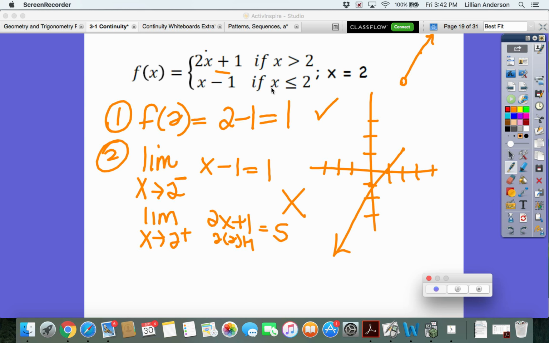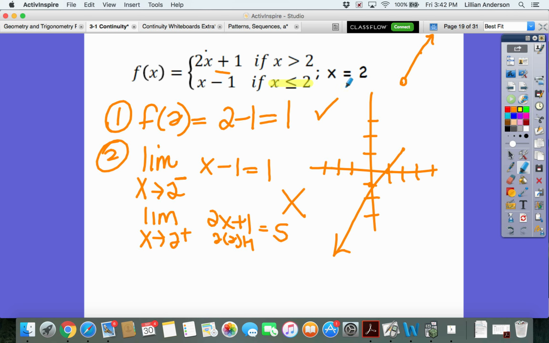This right here will represent the left-hand side because the values that are less than 2 are the ones that are to the left of 2. So like 0, 1, -3, they're all to the left of 2. So you plug in 2 into x minus 1 and you get 1. And then the values that are to the right of 2 would be the function up here, because values to the right of 2 are like 2, 3, 4. So you plug it into this function and you end up getting 5. And because they don't equal each other, that means criterion 2 is not met and there's a jump.